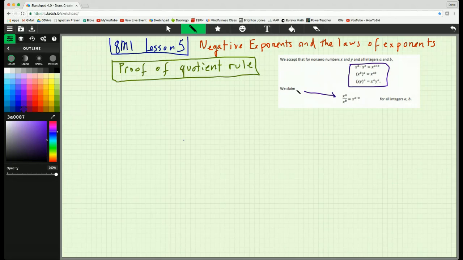Now we're going to make this claim here. They just make this claim. We claim, but they don't prove it. And so what I want to do is go about proving this rule so we can confidently add it to our current set of rules.